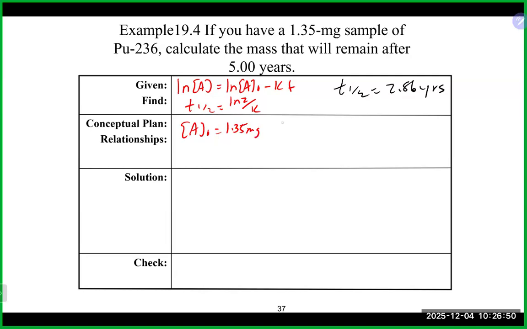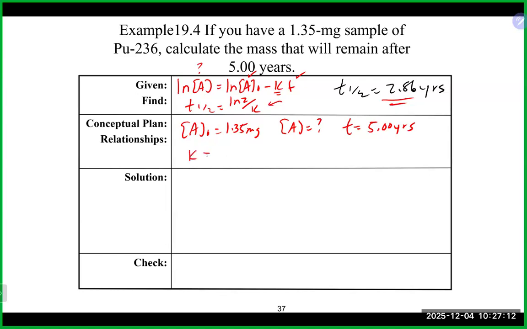We want to know how much is going to be left over at the end, and the time is 5 years here. So we do have time. We have that. We were looking for this. We are missing the decay constant, and that is what the half-life was given to you for. We could use our half-life equation here once again to get the decay constant.